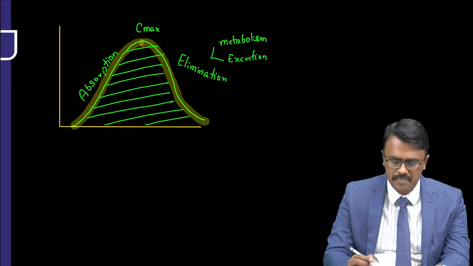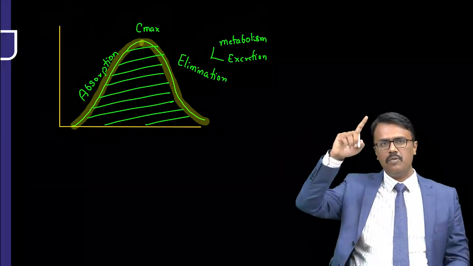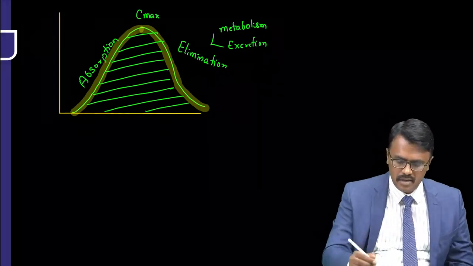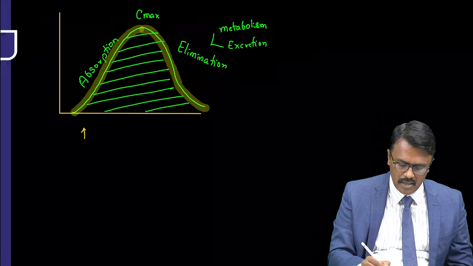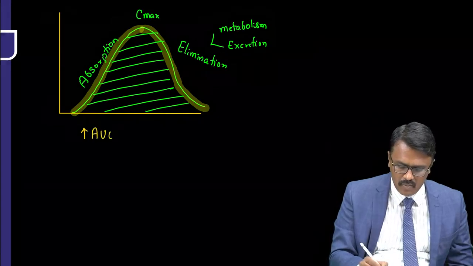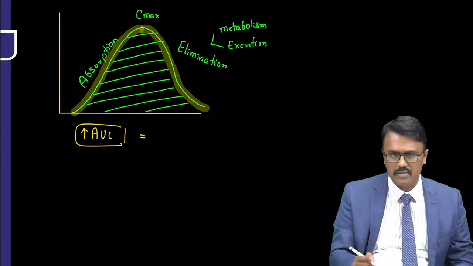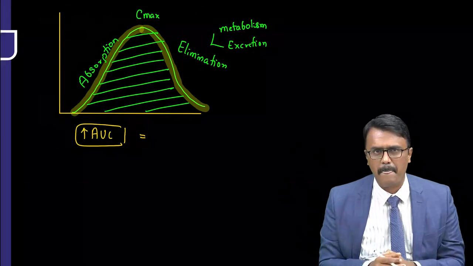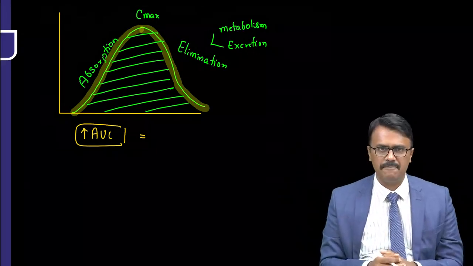My question to you all: if you know that the graph goes up because of absorption and comes down because of elimination, if I want to increase the area under curve, can you tell me what I should do so that the area increases? Yes, pause the video and just guess. How to increase that?